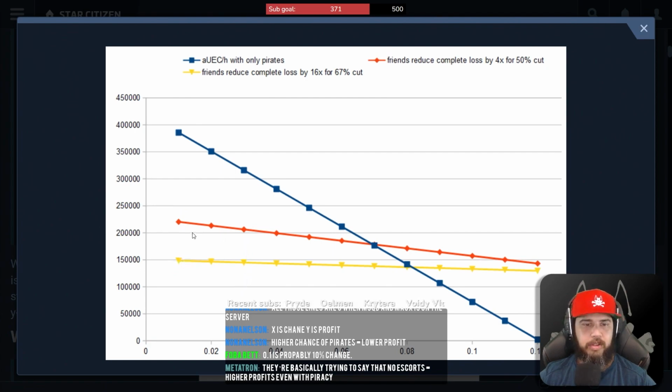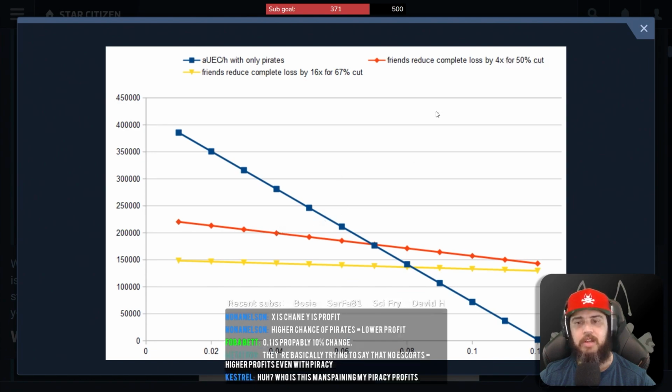The yellow line, okay, so the orange line here is friends reduce complete loss by 4 times for a 50% cut. 50% cut of the profit margin. So right here, you can kind of see it where the cursor is. Where orange and blue lines intersect, that's 7%, right? That's a 7% piracy encounter, where not having an escort and having one escort results in pretty much the same profit margin. Whereas at 8%, if you have 2 friends, why did they change the cut percentages though?